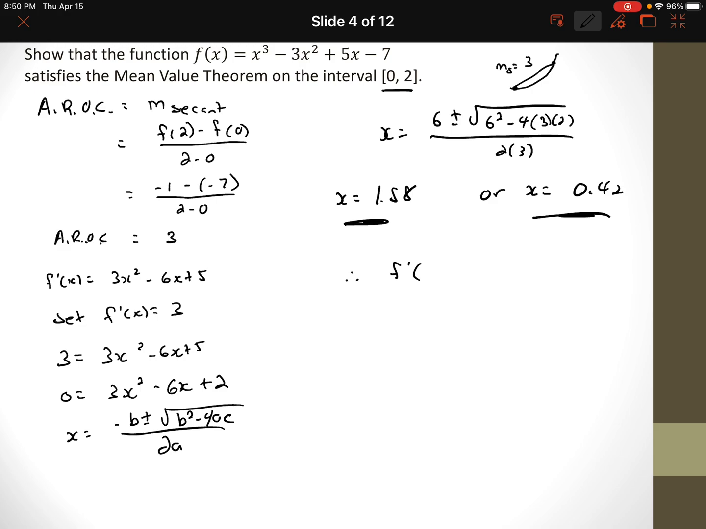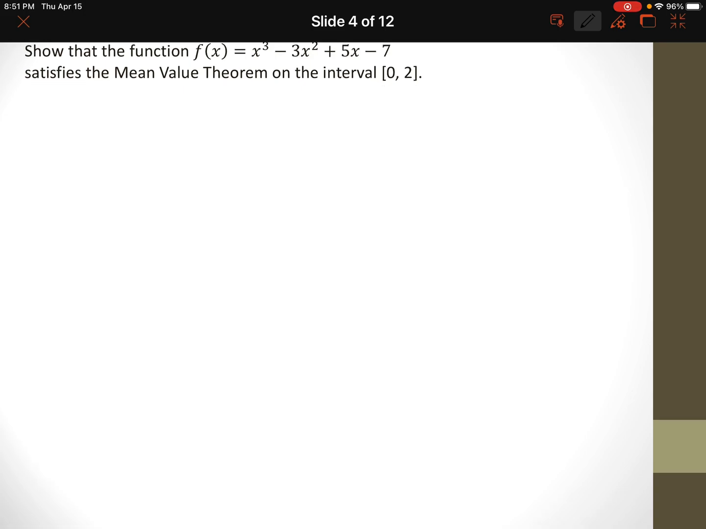Therefore, f prime at 1.58 equals 3. So the mean value theorem, we often see the short form of this as MVT, is satisfied on the interval 0, 2. Okay? So that's sort of using the mean value theorem. We knew it was going to be there, and we used that to double check that it was there.